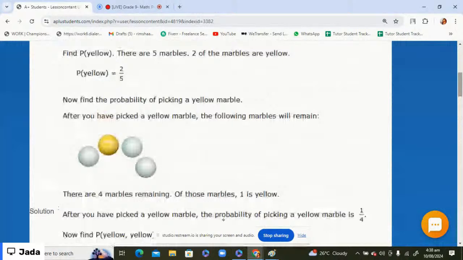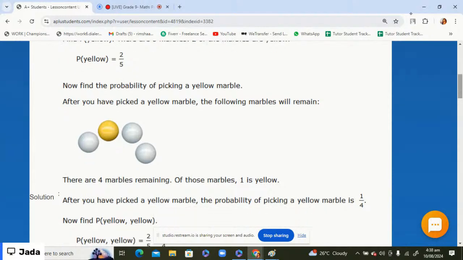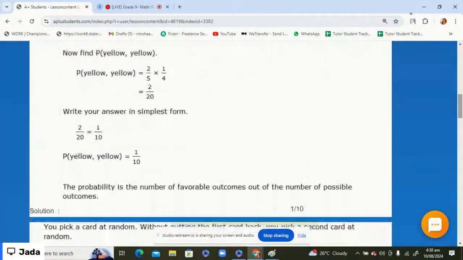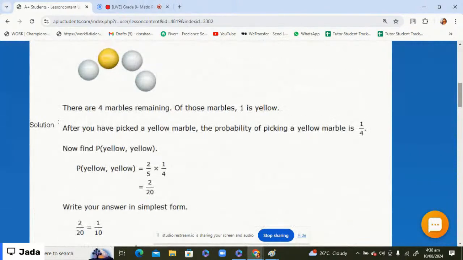In the second pick, after you have picked a yellow marble, there are four marbles remaining. Of those marbles, one is yellow. Got it? For the second, how many total? Four. And how many yellow marbles? One. So 2 by 5 times 1 by 4. It's simple multiplication. Now you're going to multiply the numbers.